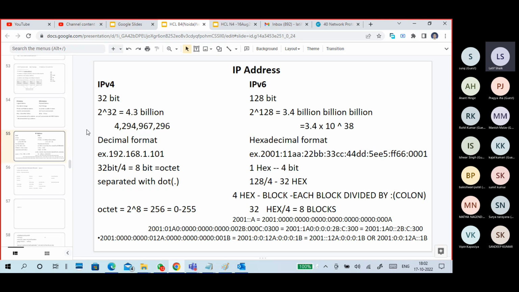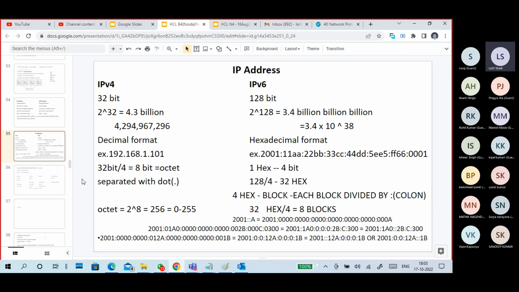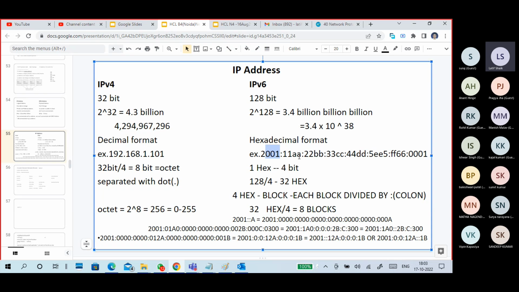Each 4 of the hexadecimal numbers form a single block, and each block is divided by a colon. So in total 32 hexadecimals divided by 4, 8 blocks will be created. So each four hexadecimal numbers become one block. Can you see like this? This is one block, one block, one block, one block, one block, one block. Okay, leading zeros and consecutive zeros we can combine and make them one. Yeah, here it is, you can see. So one block, one block, one block.